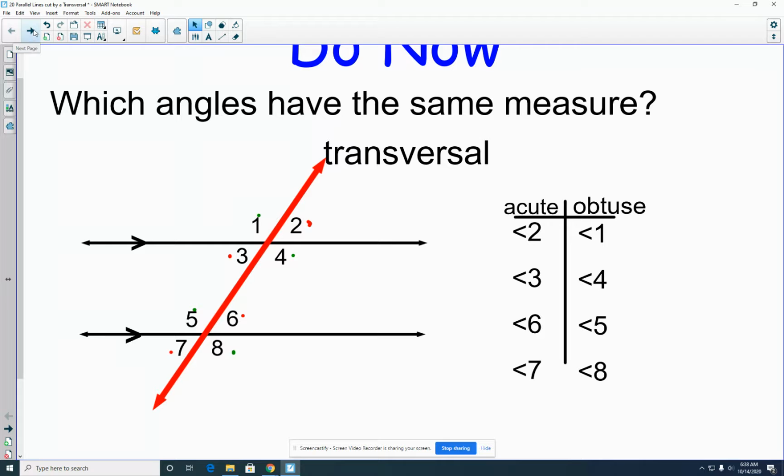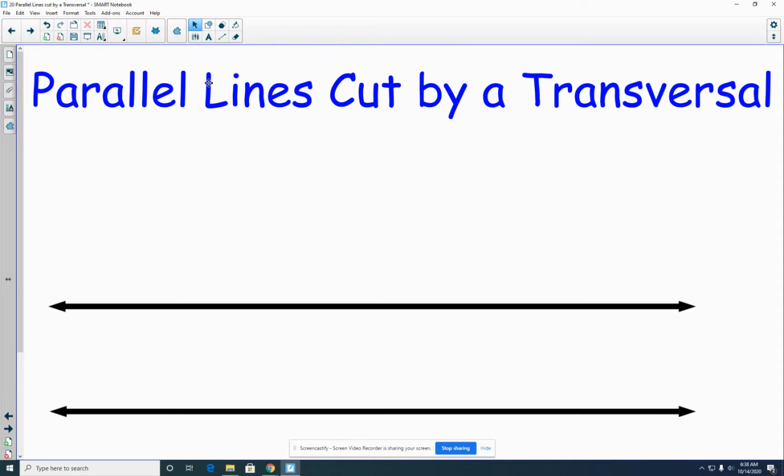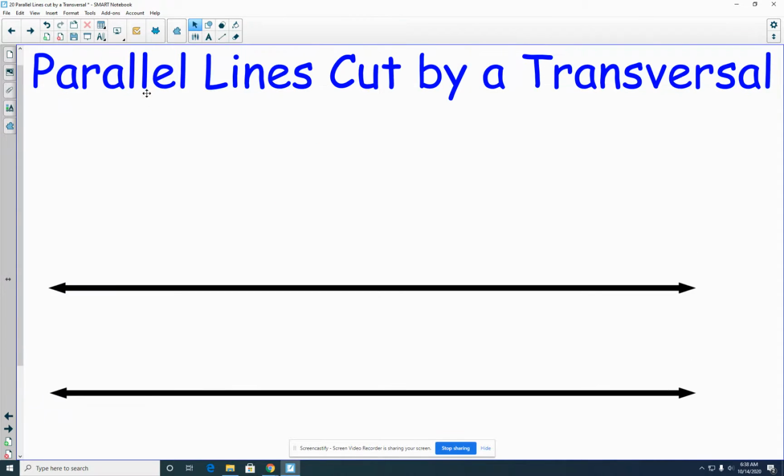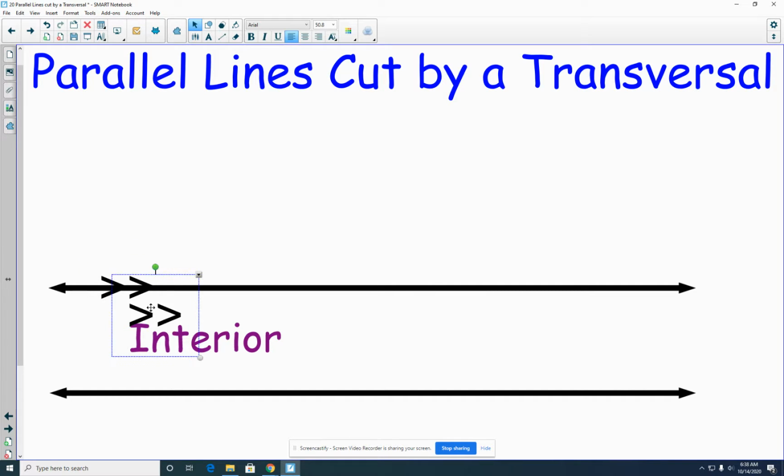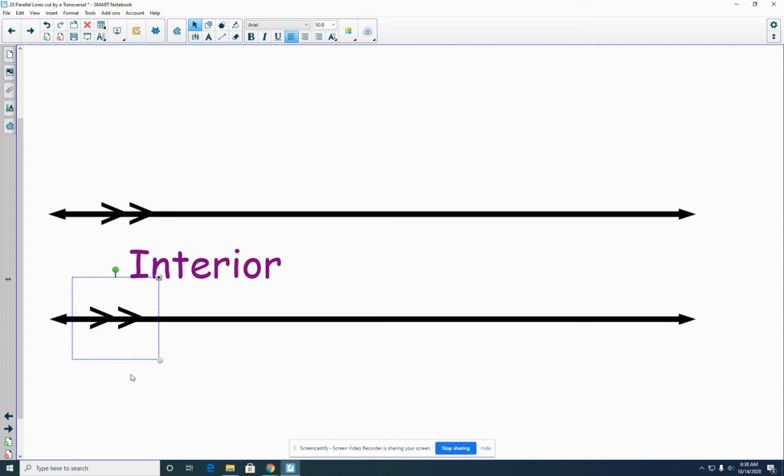So before we do that, we have to talk about when we have parallel lines cut by a transversal, which right now I don't have parallel lines, right? I know my lines are parallel when I add a set of arrows. So let me do that first. So here are my arrows to show that these lines are parallel. Okay, so once I have my parallel lines, there are a few areas that I want to discuss.